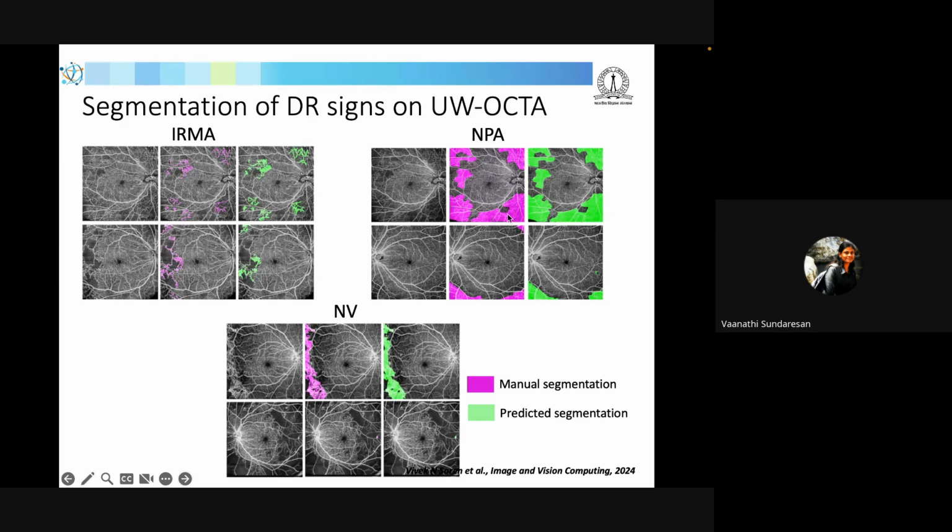Of course, the non-perfusion areas are comparatively easier to detect than IRMA and NV. What I want to focus on in this last image is a very small neovascularization area, and our model is able to get it quite clearly. So this shows the effect of the loss function that we are using, and of the nested UNet architecture.